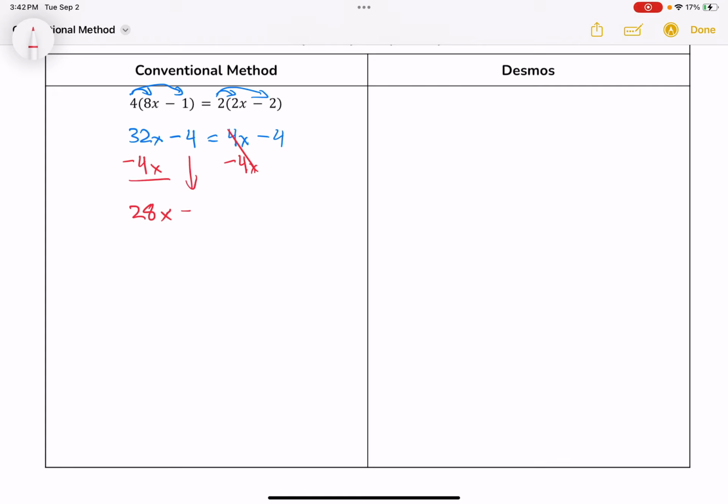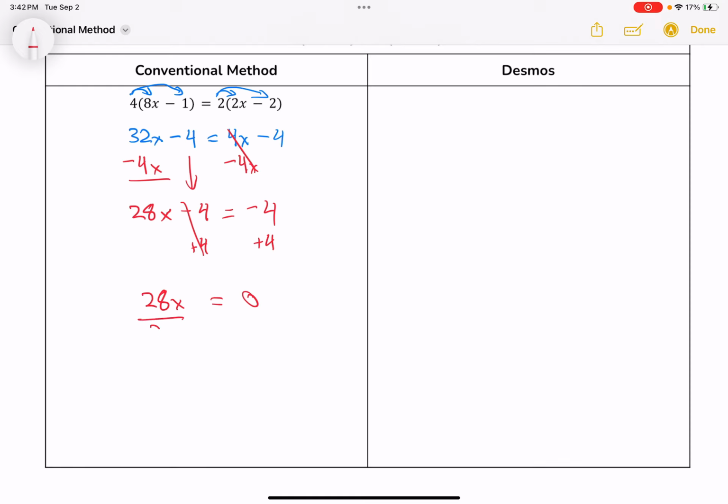Then we're going to bring our minus 4 down, equals minus 4. That's our equation right now. Now, second to last step: let's add 4 to both sides so we can get all the numbers that are not variable values on the right and all the ones that have a variable on the left. So 28x plus 0, that cancels, equals 0, because negative 4 plus 4 is 0.